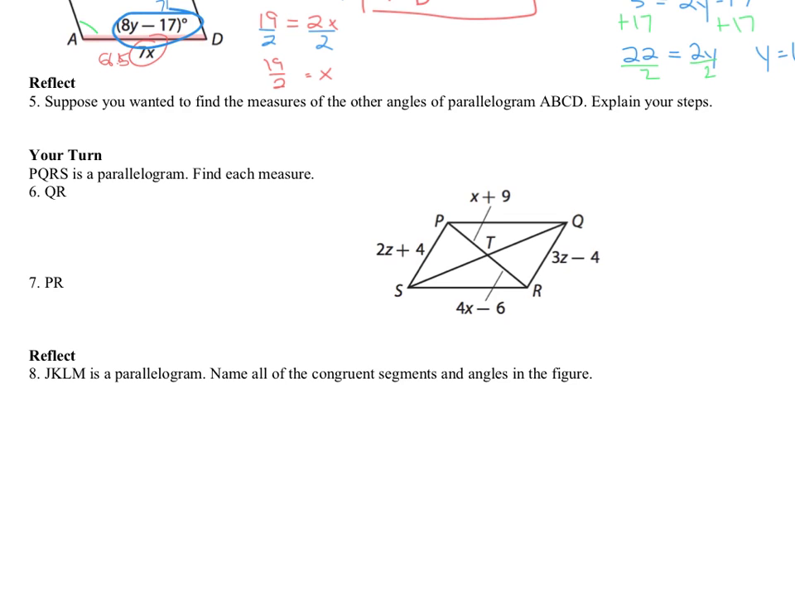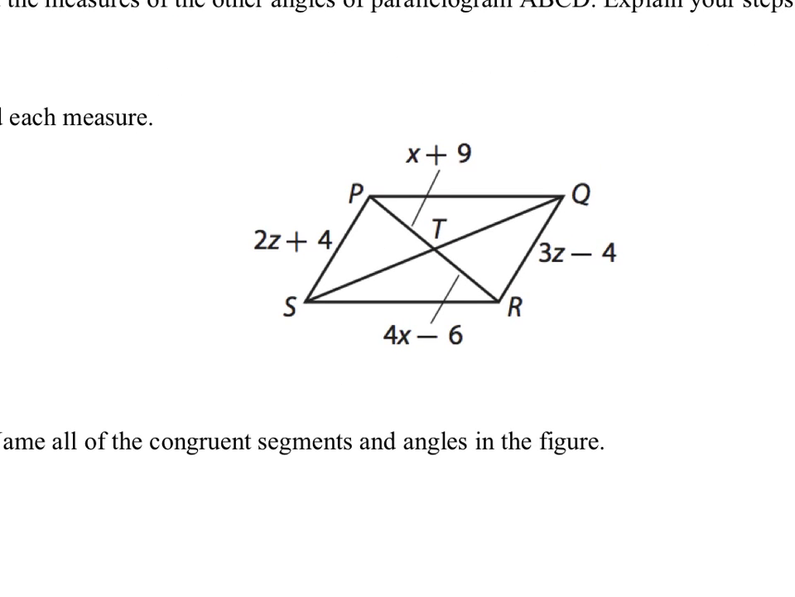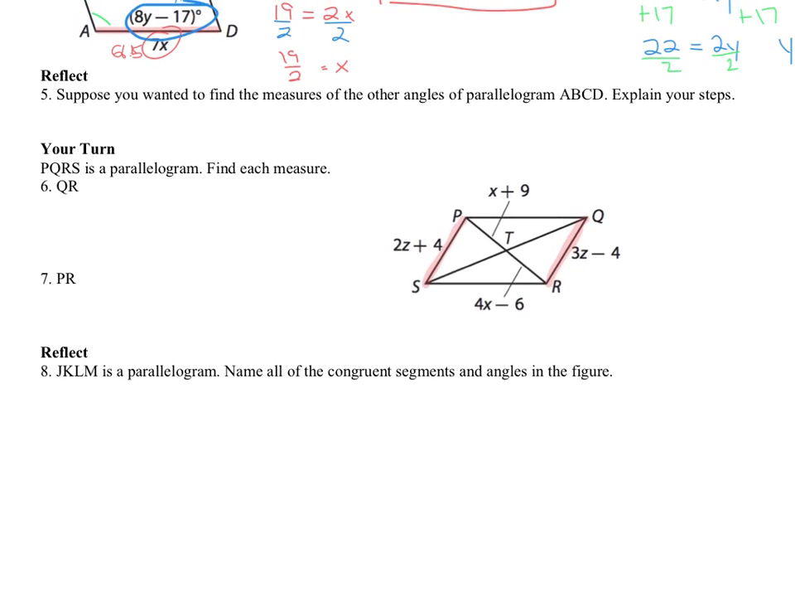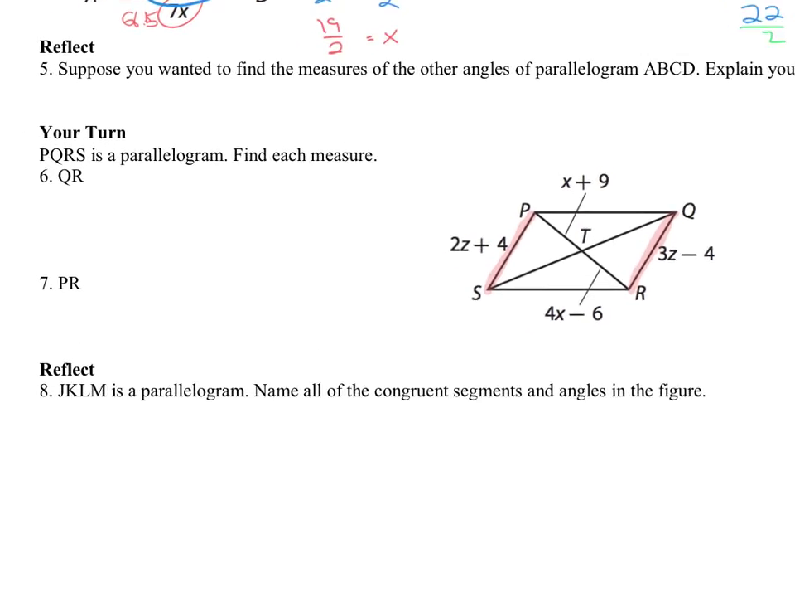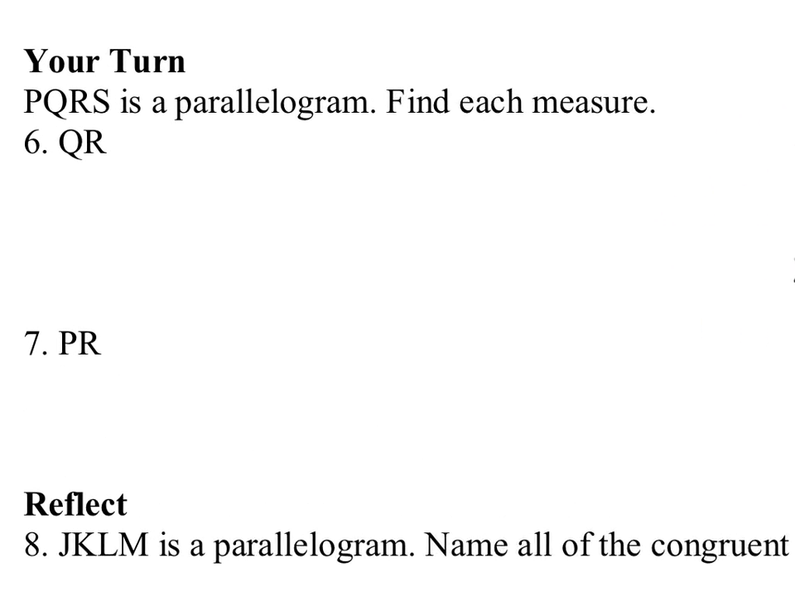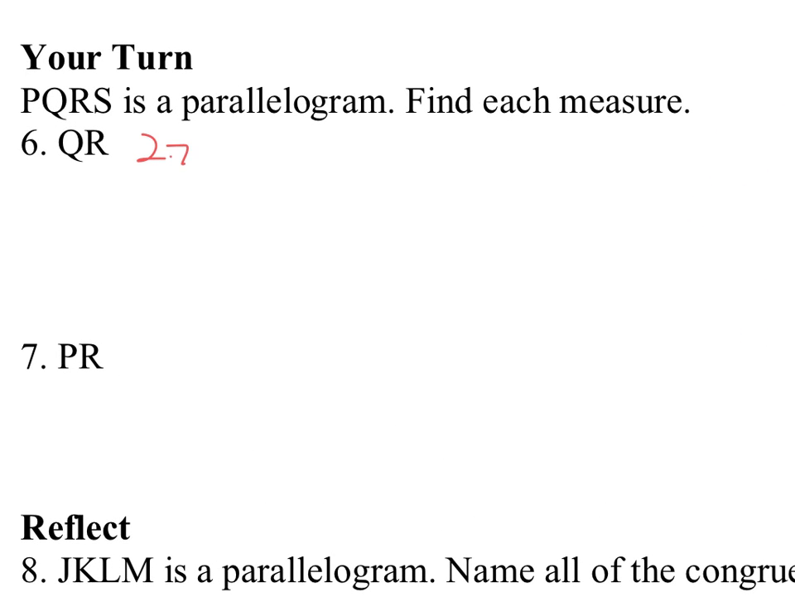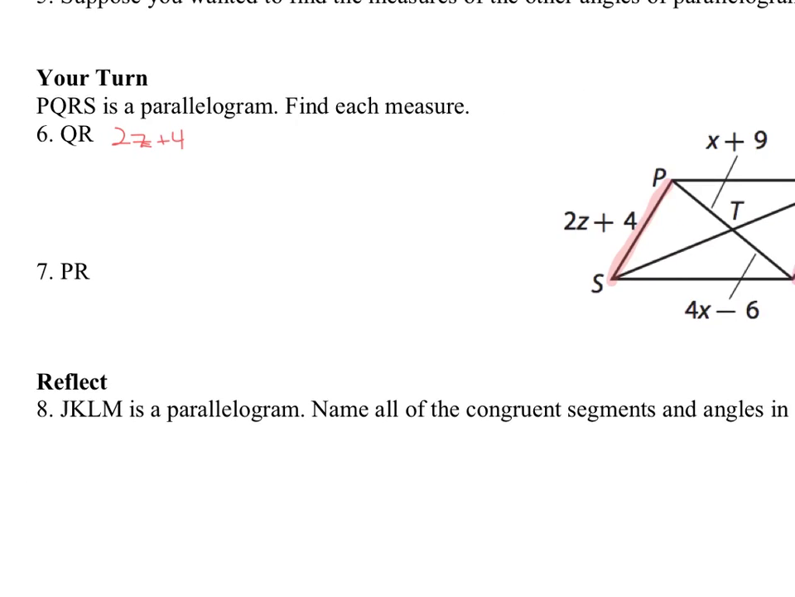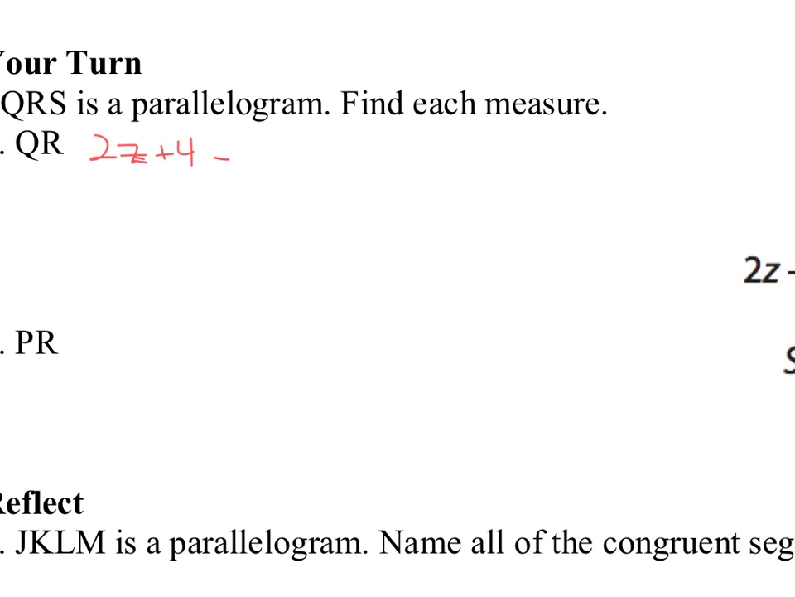So to find QR, that is this side here, we should also notice that the opposite side would be PS, so those have to be congruent since it is a parallelogram. So 2z plus 4 has to equal 3z minus 4.